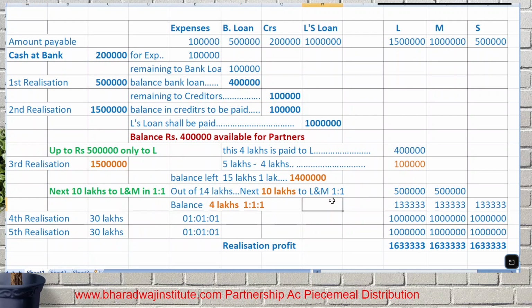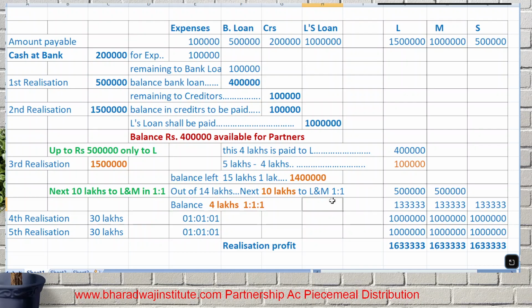Done. So you are clear in the maximum loss method and this method. Don't even solve an extra problem, just recollect and go for the exam. You should not practice any problem from this area. Other areas you can practice, but not from this area. This topic is over. Piecemeal distribution is over. Next, we will start with sale of a firm to a company.